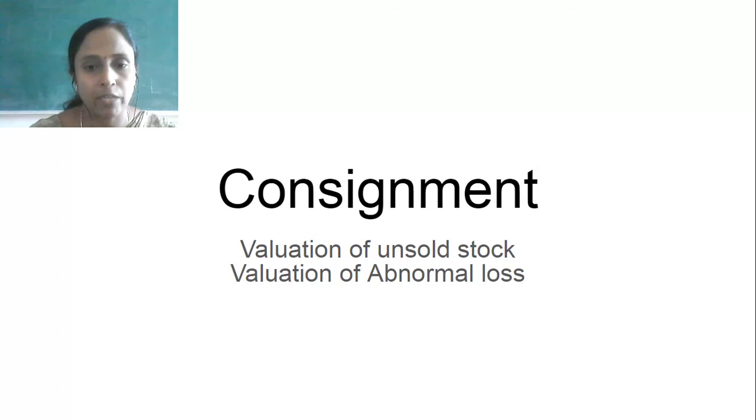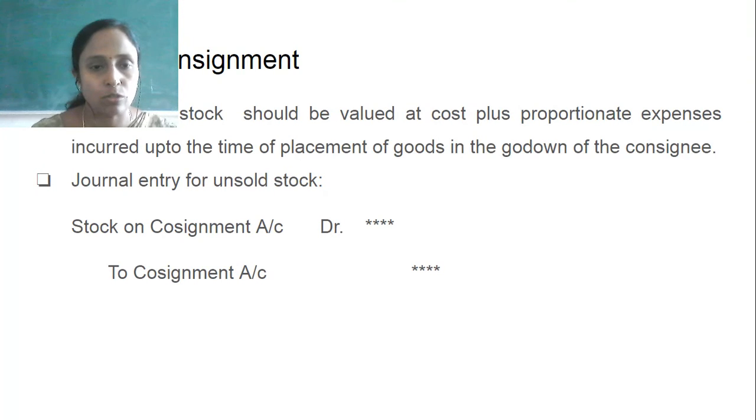First one is valuation of unsold stock. Okay, so it is otherwise known as stock on consignment. This denotes the stock which remains unsold at the end of that consignment. Stock which remains unsold in the hands of consignee at the end of consignment process is denoted as stock on consignment and otherwise known as unsold stock.